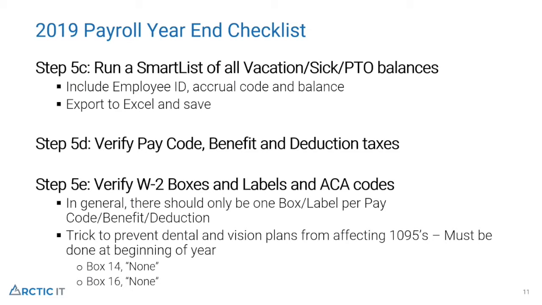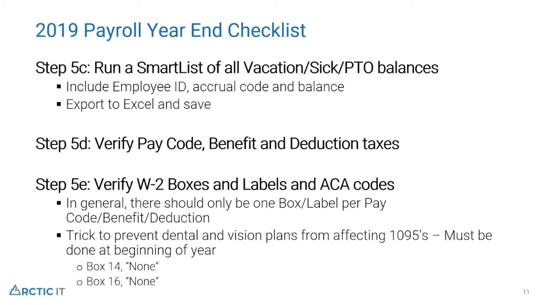The system allows for 4 boxes and labels per code, but you don't really want to do that because oftentimes people don't realize that they've filled out that box twice, and then when they get to the W-3 and are looking at their summaries, their amounts are doubled or tripled. So make sure that you've only got one box or label per pay code benefit or deduction so that you don't duplicate your amounts on the W-3.